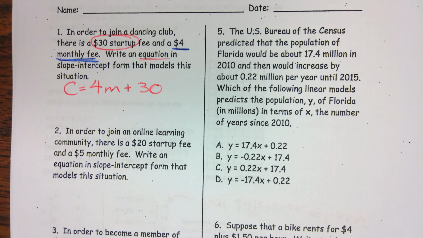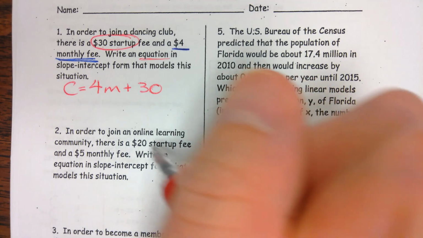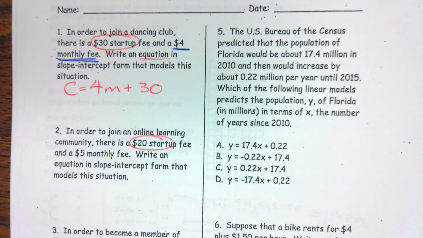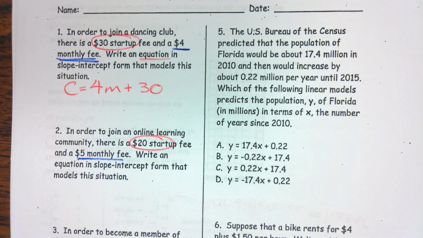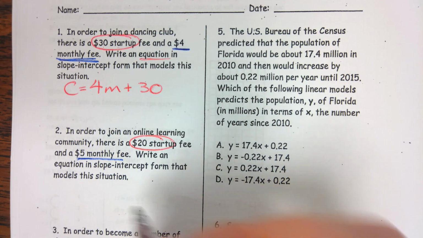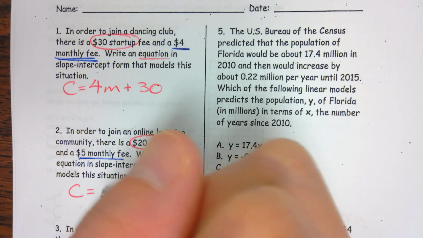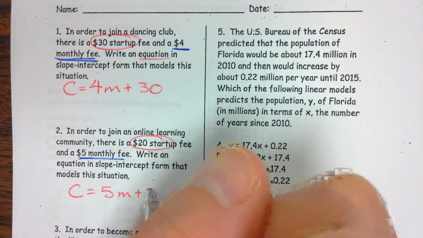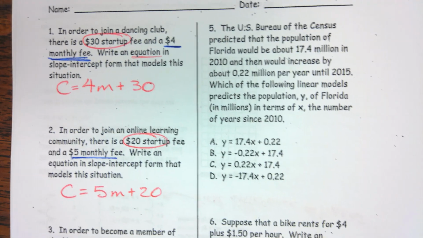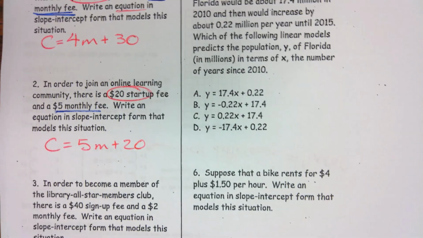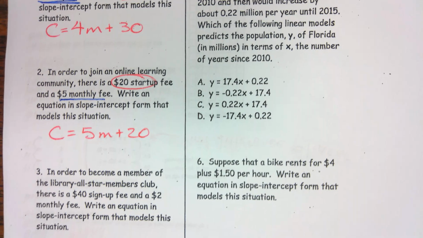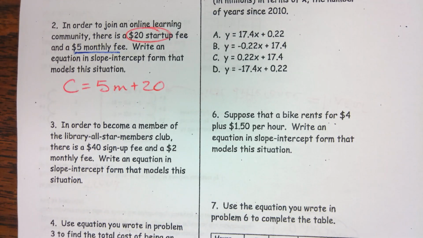Okay, what about this one? Online learning thing. $20 startup fee and then $5 monthly fee. Okay, thank you. Excellent. Okay, can you guys take 5 minutes? Try number 3 to 16. So try the rest of it. Number 3 to 16. Take 5 minutes.